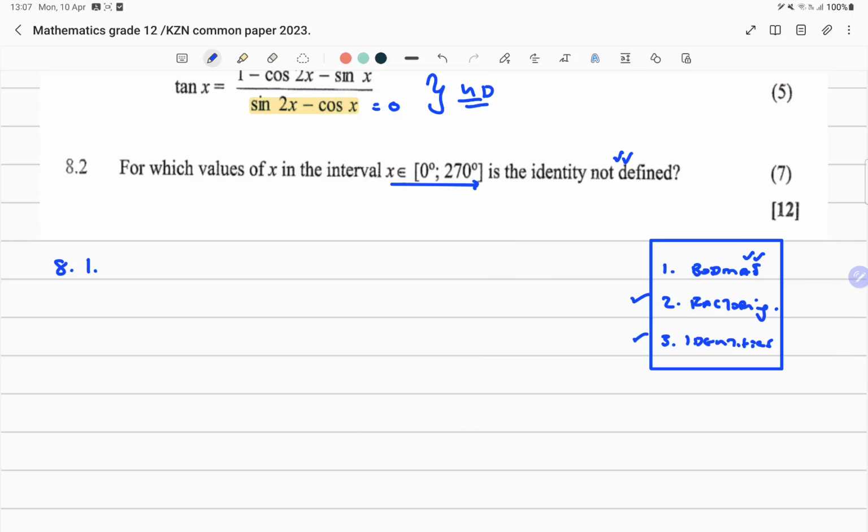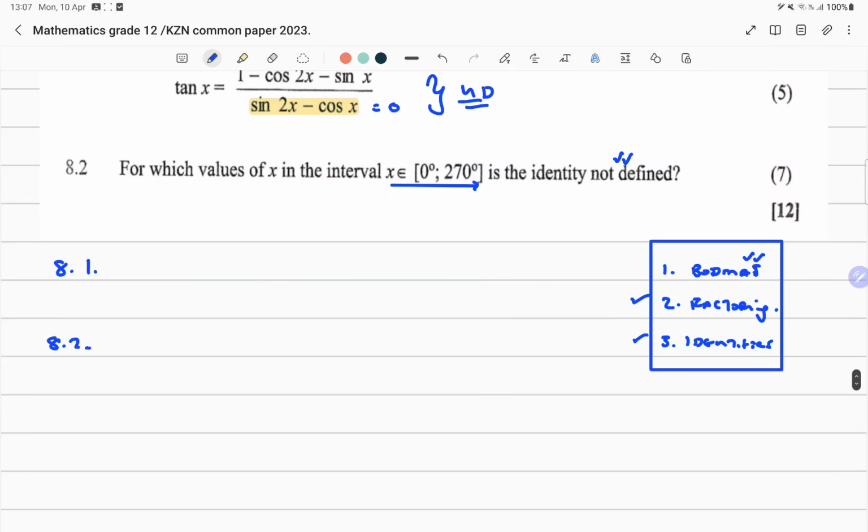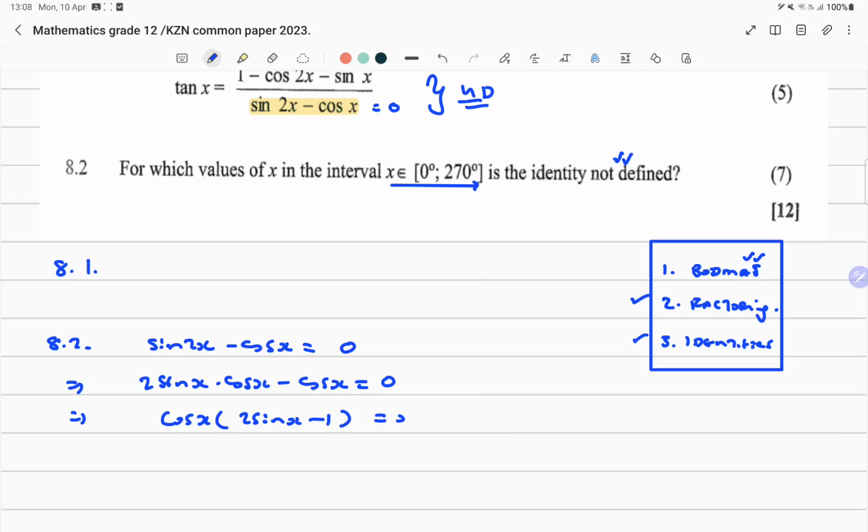So you saw how we worked 8.1. So 8.2, we know that this will be undefined when sine 2x minus cos x is equal to 0. And this implies what? Now we can transpose the cos, so it's going to be sine. Actually, let's just factorize it so that we can sort it out. So this is the same as 2 sine x cos x minus cos x equal to 0, which implies that we've got cos x into 2 sine x minus 1 equal to 0.